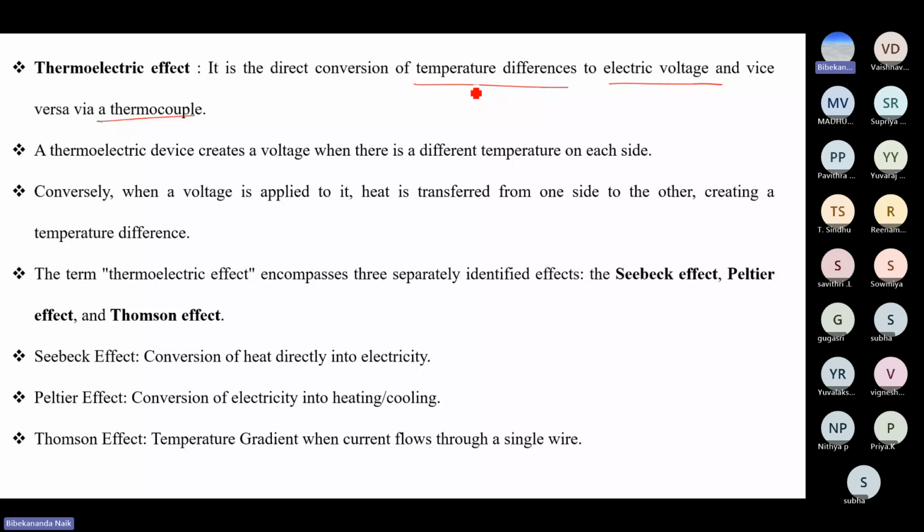And the thermocouple is a thermoelectric device mainly used, and it creates a voltage when there is a different temperature on each side.